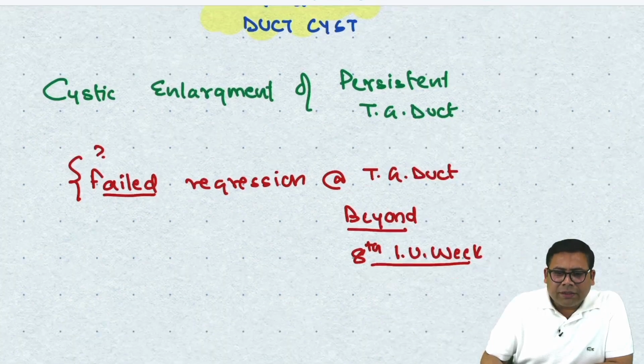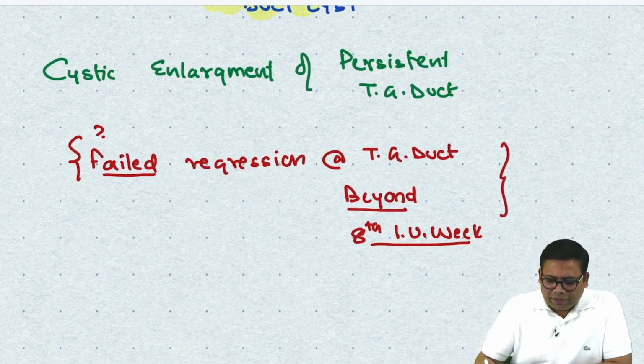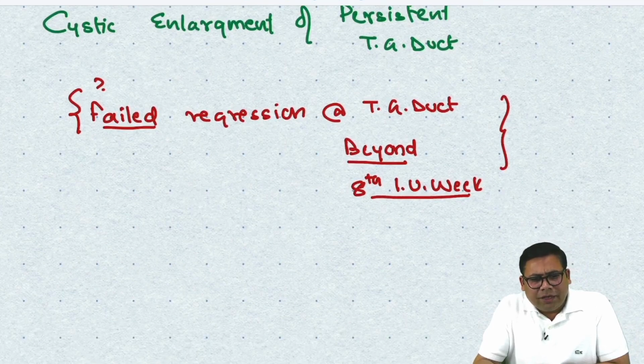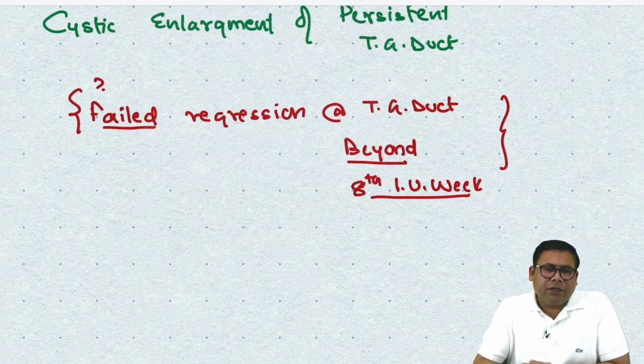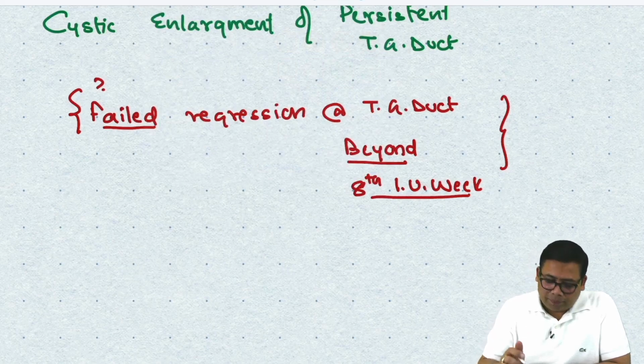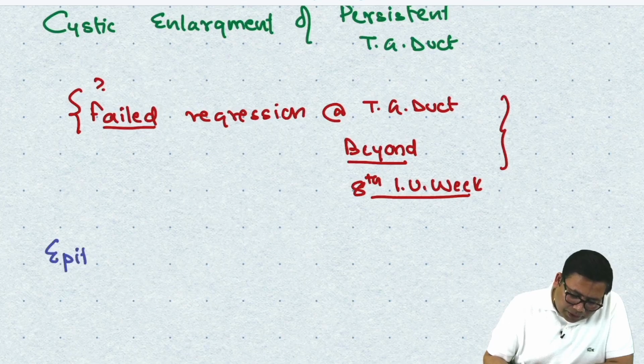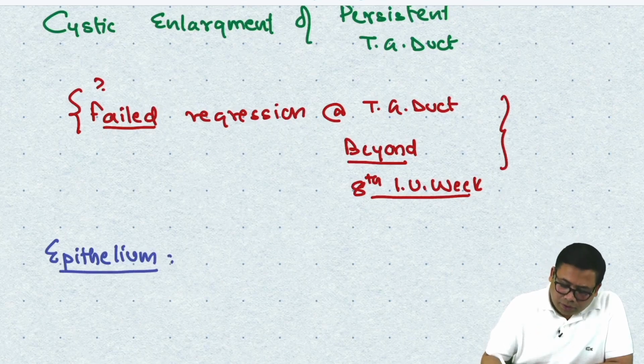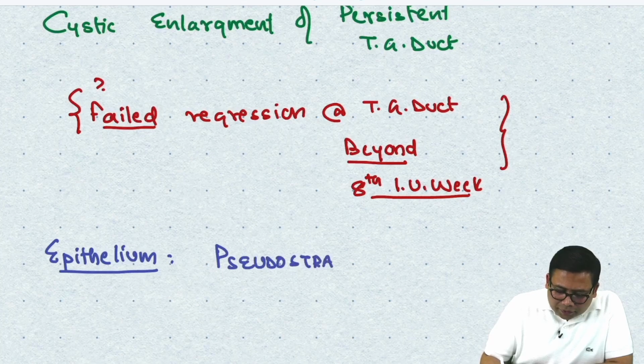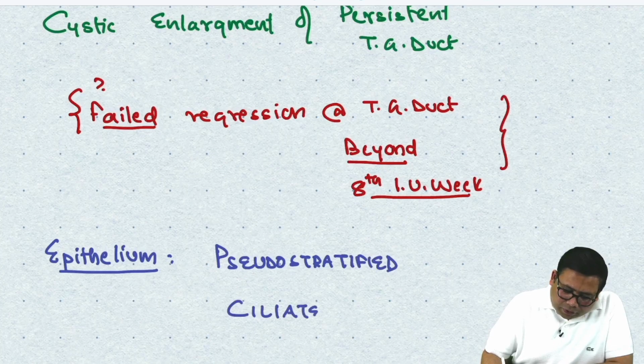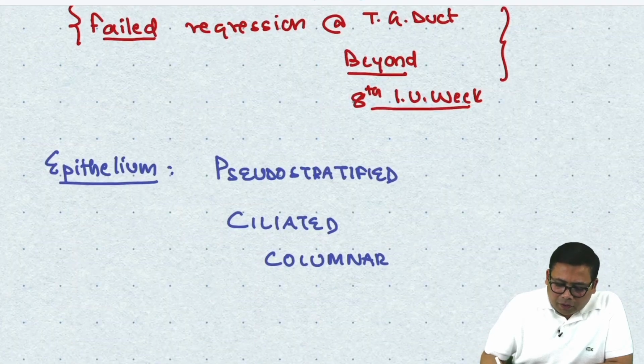Now the question is, there are so many things which fail to regress, but they don't convert into a cyst. How is this possible that it converted into a cyst? Now here comes the role of the epithelium. So if you talk about the epithelium which is present in this thyroglossal duct cyst, this is what is very important. This is pseudostratified ciliated columnar epithelium.